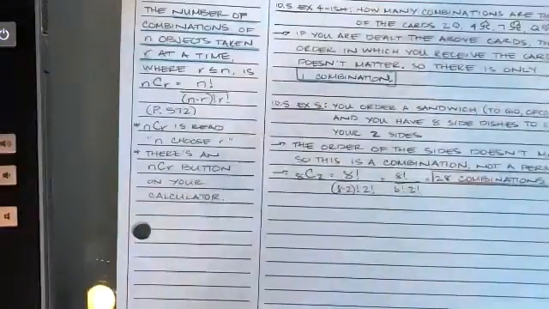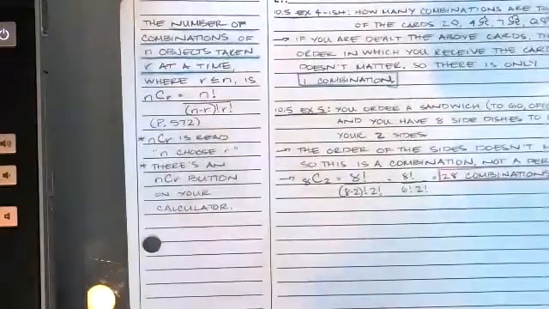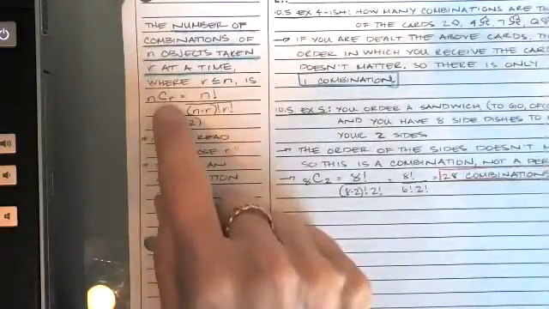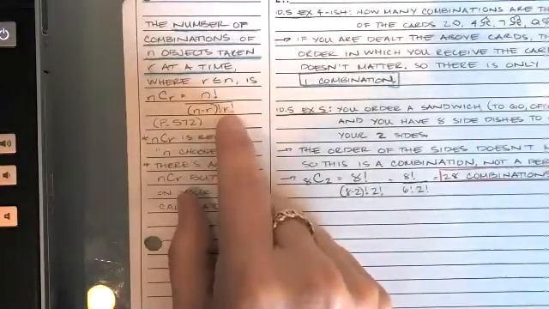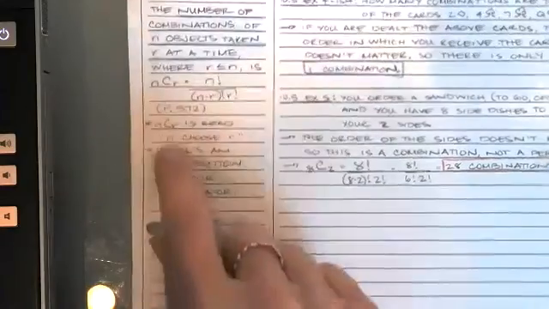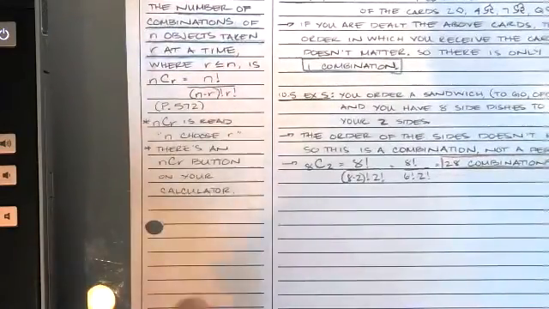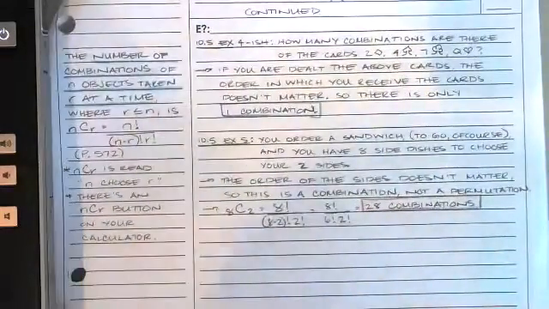All right, so the number of combinations of n objects taken r at a time. Again, n is the total, r is a subset of the total, is n choose r, and this is the formula. Again, it's read as n choose r, and there's a button on your calculator. I showed you where that is. I'll show it to you again in a second.